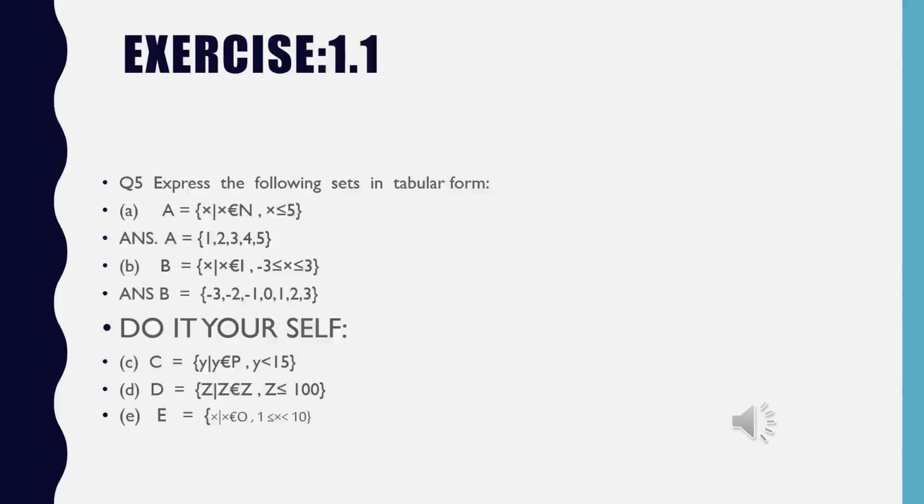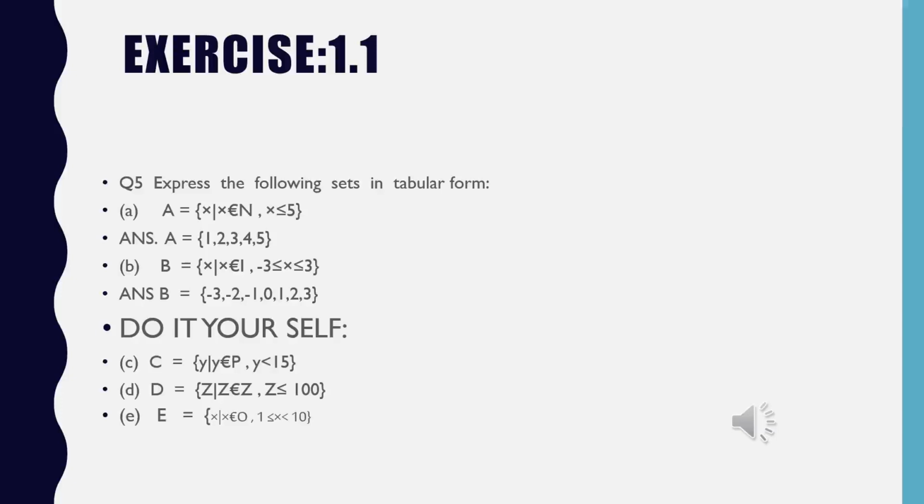Hello, Assalamu alaikum students. This is my 8th lecture. Question number 5: express the following sets in the tabular form. The question is in set builder notation. First part of this question is set A is equal to curly bracket x such that x is a member of natural numbers and x is less than or equal to 5 bracket close.